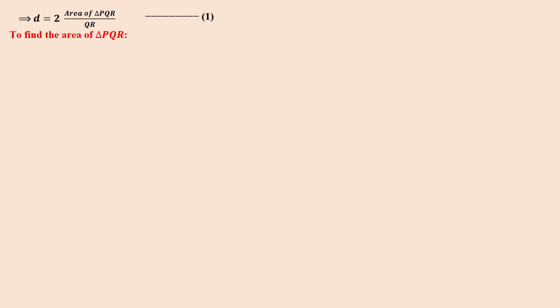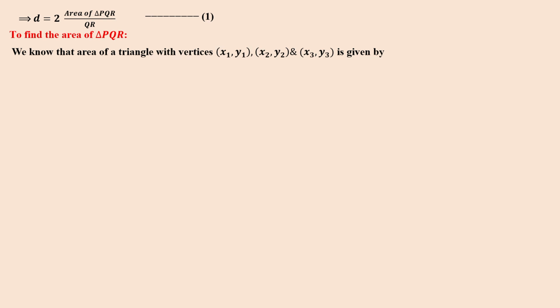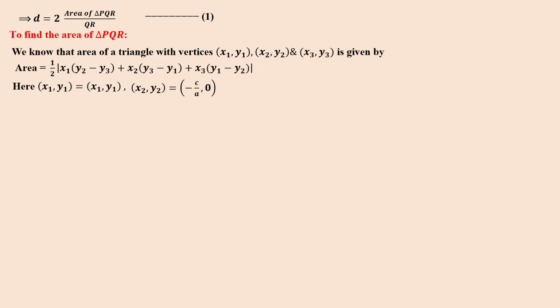First we are going to find the area of the triangle PQR. If the vertices are (x1, y1), (x2, y2), (x3, y3), the area of the triangle is given by half into x1(y2 minus y3) plus x2(y3 minus y1) plus x3 into (y1 minus y2). Here (x1, y1) is the point P, that is (x1, y1) only. And (x2, y2) is the point Q, (minus c by a, 0). And (x3, y3) is the point R, that is (0, minus c by b).